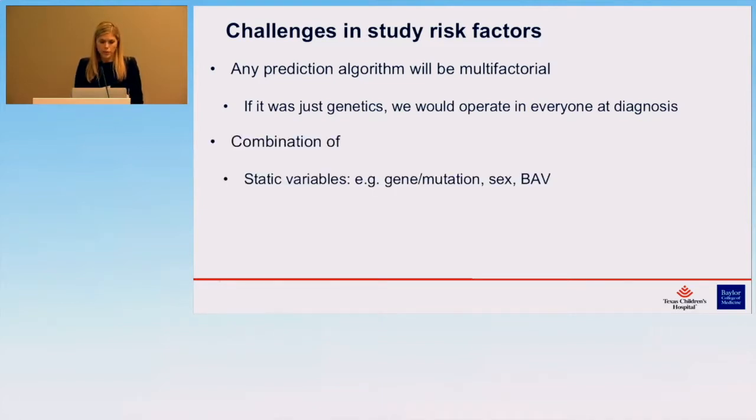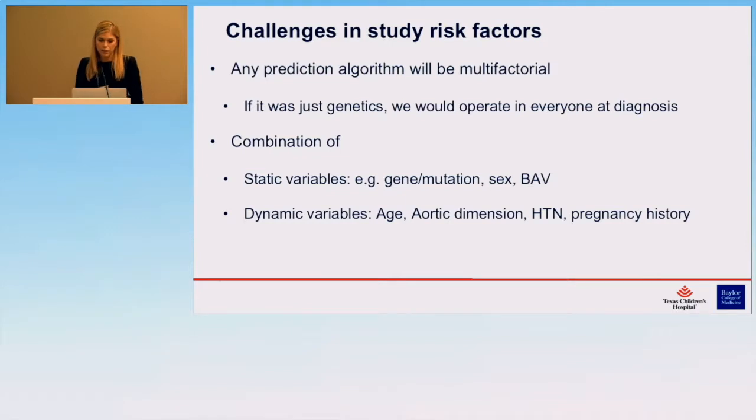So the problem is we actually need to use a combination of static variables and dynamic variables, and in research, we don't account for this. It's really easy to model for sex. Are you a male or a female? That doesn't change from the day you're born. It's easy to model for what your affected gene is. But what about your age? How are we modeling it?